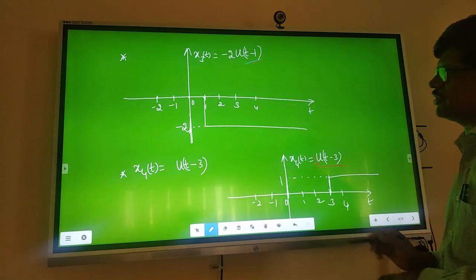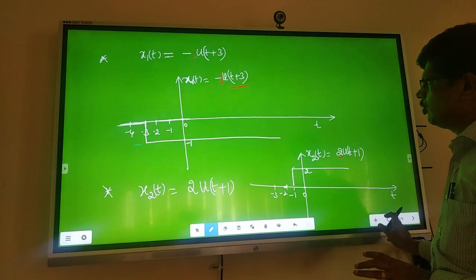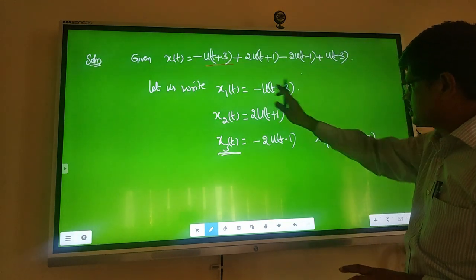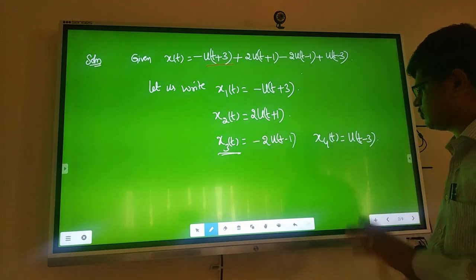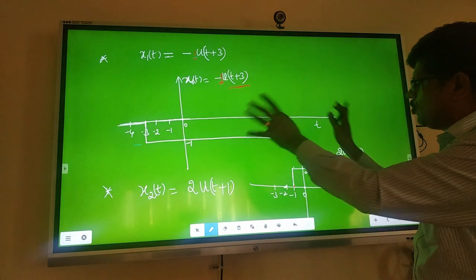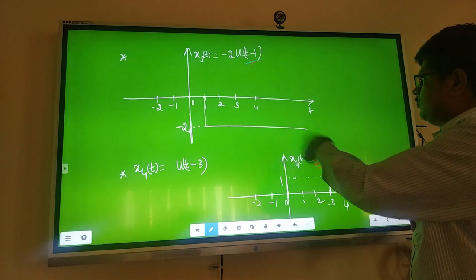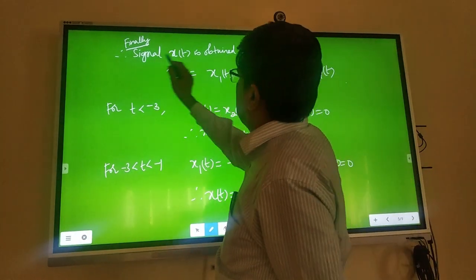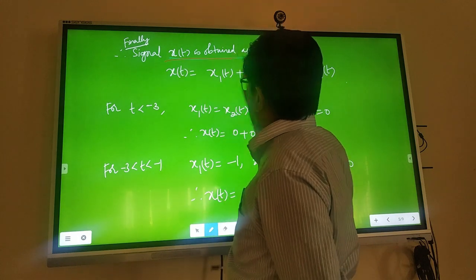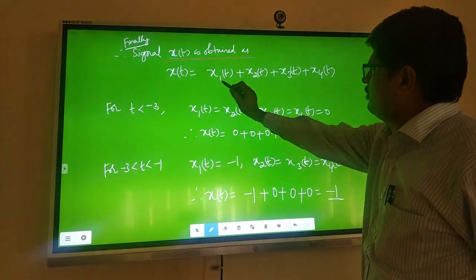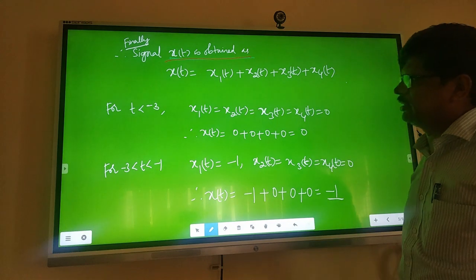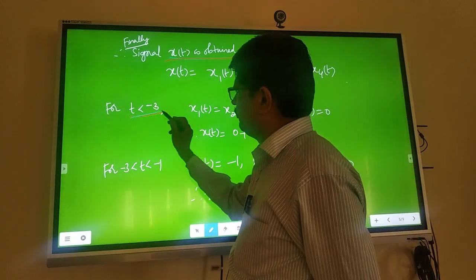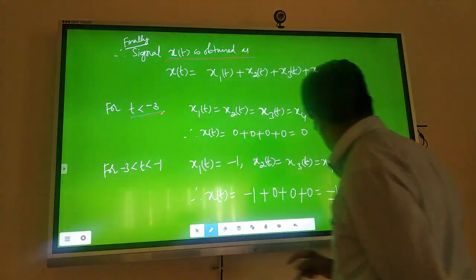Like this, we have to draw first. That is the first step. Whatever it gives, 1, 2, 3, 4, split into x1(t), x2(t), x3(t), x4(t). Then draw all 4. Then mathematically explain how that is. For example, finally x(t) is obtained as x(t) is equal to x1(t) plus x2(t) plus x3(t) plus x4(t).